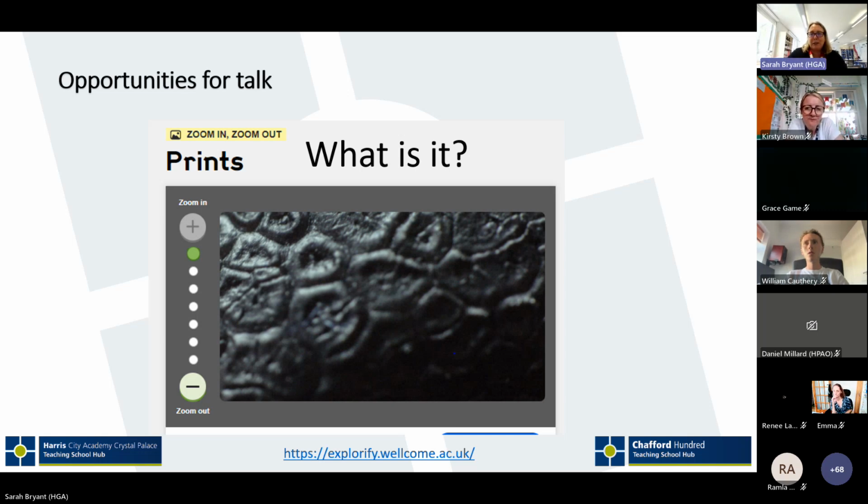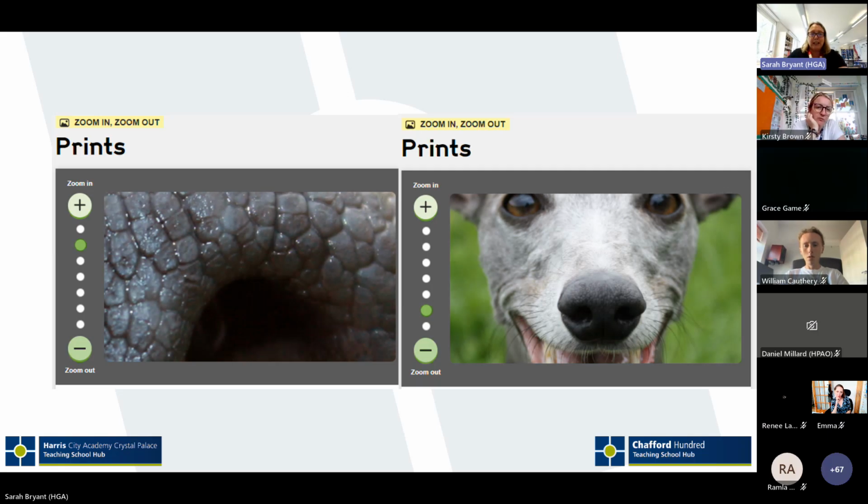Anyone else brave enough to have a go at this point? Bottom of a trainer, dog nose or paw. Love Explorify, I wish I could use it more. Tire, all really great reasons. Now, what then happens with zoom in, zoom out is you zoom in a little bit further and you say, okay, this is the next picture. Have you changed your ideas now? Is there more clues or more evidence in the photo that maybe is changing your opinion of what it might be? So now we're talking about lizards and snake skins.